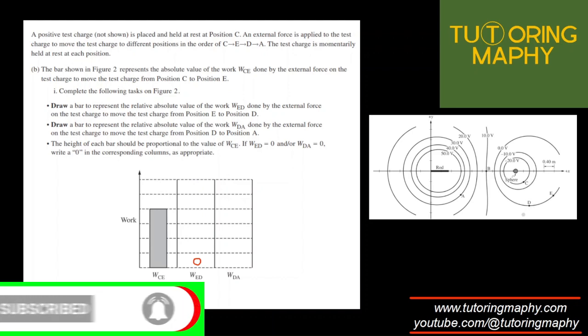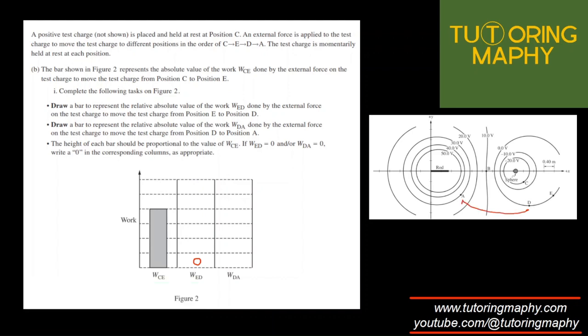Likewise, from D to A, D is here and A is here. The work done, again, they are interested in the magnitude, is going to be Q times delta V. Delta V is the final potential, which is at A, which is 30, I think, minus the initial, which is at D, which is 0. So that is 30Q. But they are not really interested in this number. They are interested so that we can draw the bar of it, and the bar should be relative to this one.